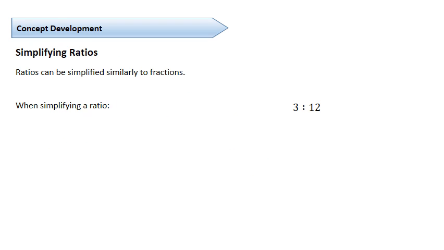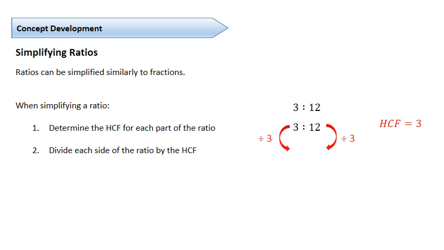Okay, let's have a look at simplifying ratios now. So let's say we've got the ratio 3 is to 12. That's fine as it is, but we can break those numbers down into a simpler form, just like we do with fractions. So we can divide both sides by the highest common factor, which in this case is 3. So if we divide each side by 3, just like dividing the top and the bottom in a fraction, we get 1 is to 4, which is the simplest that ratio can be broken down into.